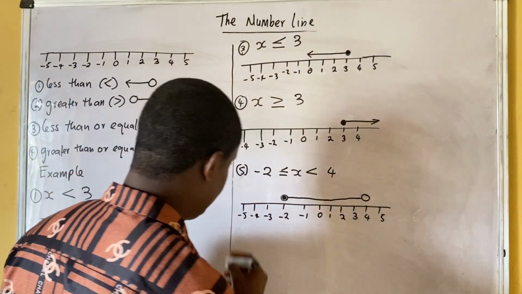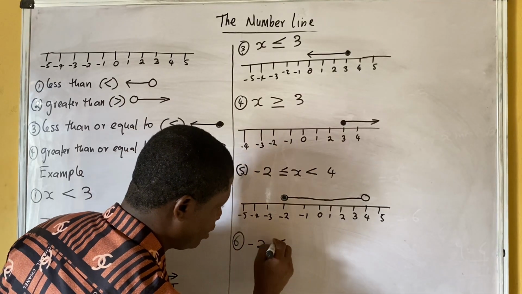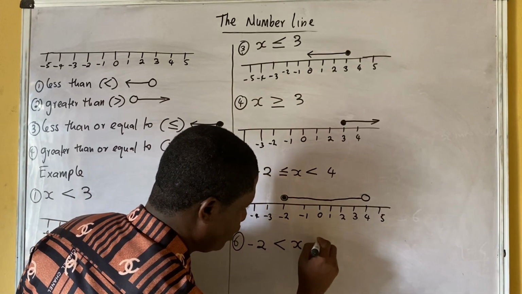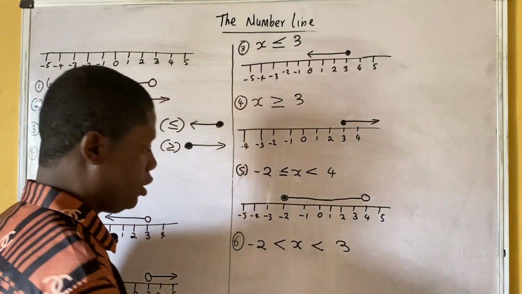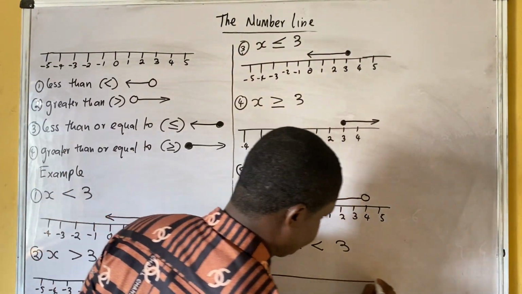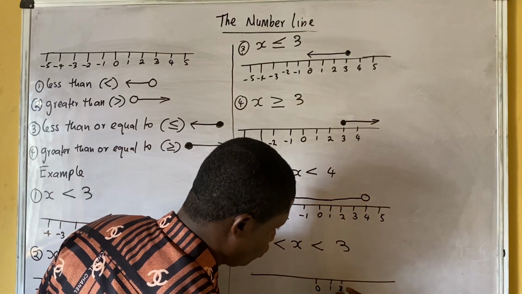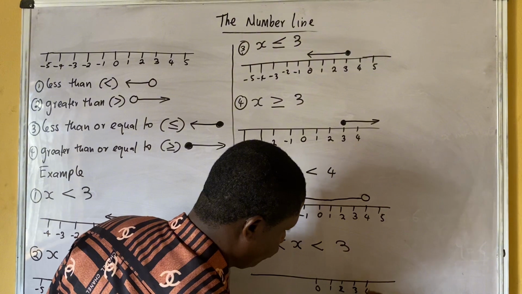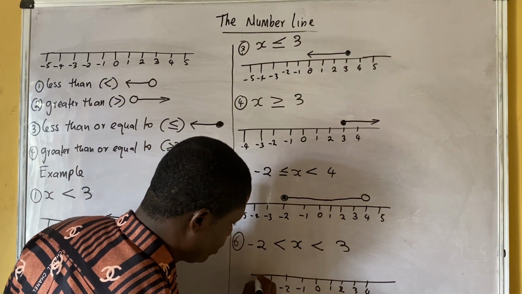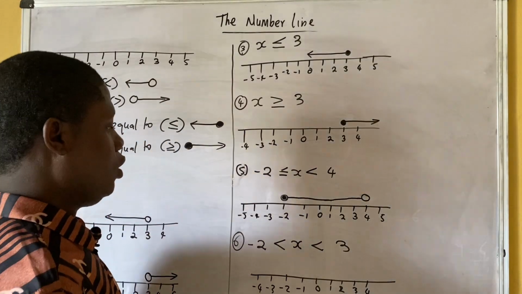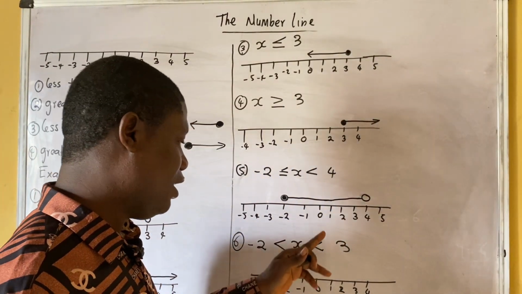Let's take another example. When you have something like minus 2 is less than x less than 3. Okay, how do we represent this? So this is our number line. Here is 0, here is plus 1, plus 2, plus 3, plus 4, and so on. Here is minus 1, minus 2, minus 3, minus 4, and so on. So how do we represent this? Is minus 2 is less than x less than what?